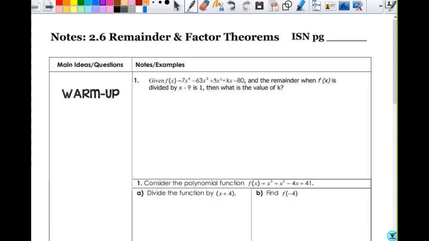So today we are going to talk about the remainder and factor theorems. We're going to be using synthetic division to do this. We're going to start with a little warm-up of these three little questions that might seem like they don't really connect to each other, but I promise you they do.